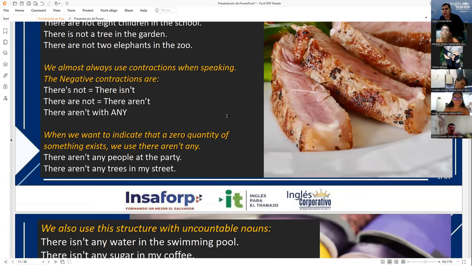We almost always use contractions when we are talking. The negative contractions are: there is not, there isn't; there are not, there aren't. There aren't we use with there aren't any. There aren't any people. Like in Spanish, you can say "no hay gente," but in English we say there aren't any people. There aren't any people in the park, okay?